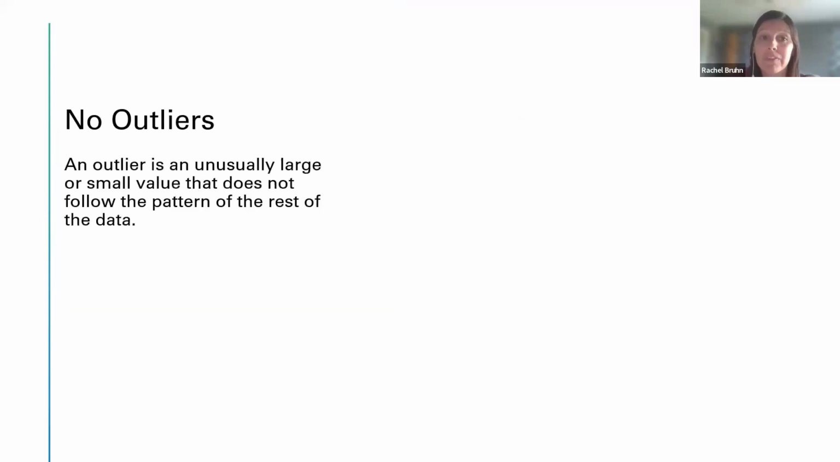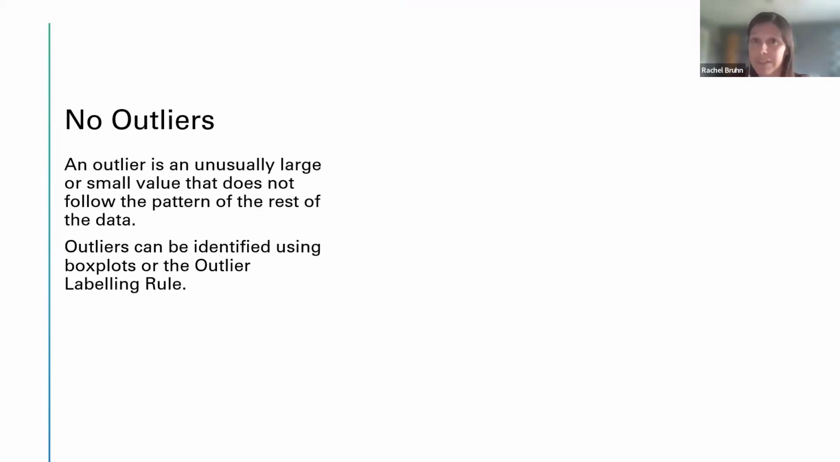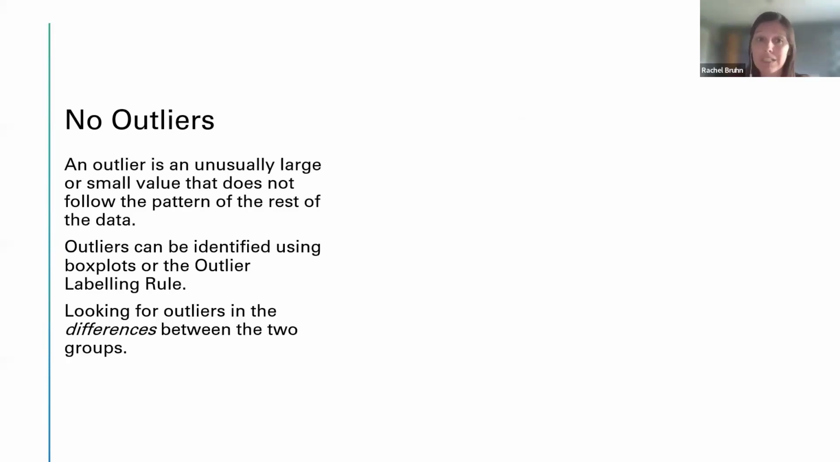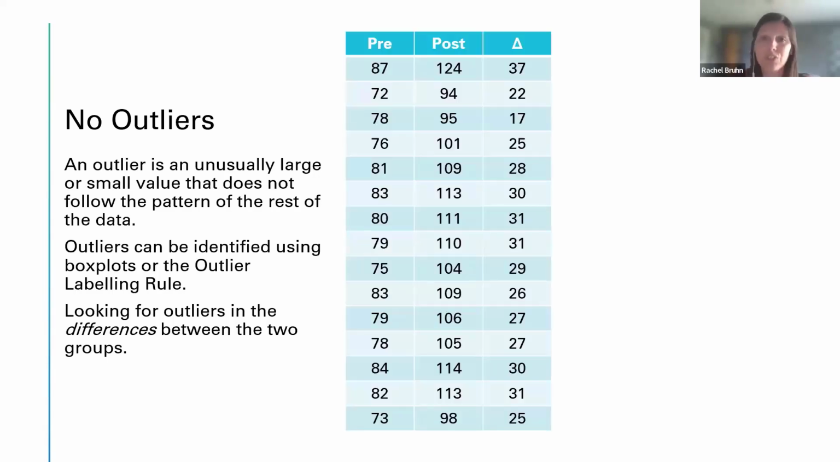So our next assumption is about the outliers. An outlier is an unusually large or small value that doesn't follow the pattern of the rest of the data. There's a few different methods that we can use to identify outliers. Some are visual, like a box plot. Others are computational, using like a math or equation. What we're looking for is outliers in the differences. So we're not going to be looking for outliers just in the general data. We need to compute the differences, plot those differences, and see if there are outliers there.